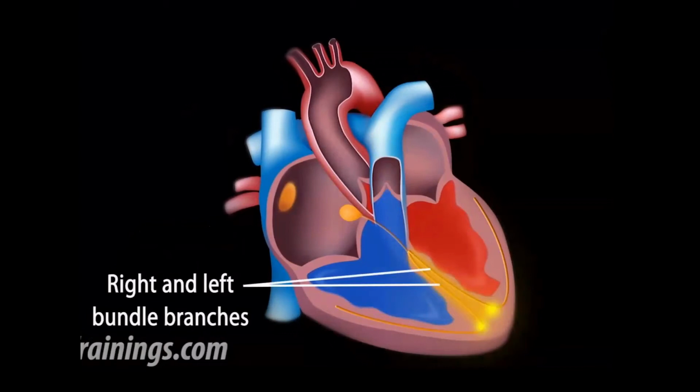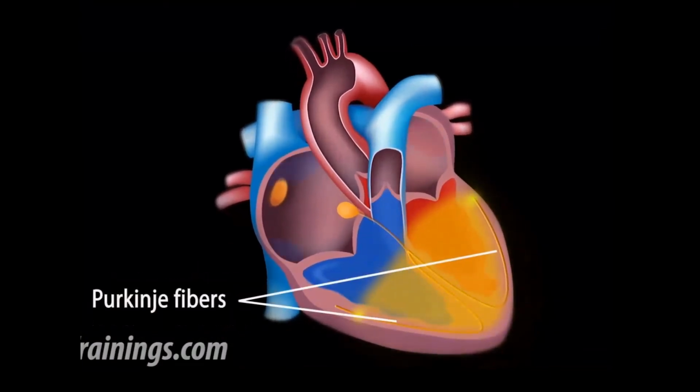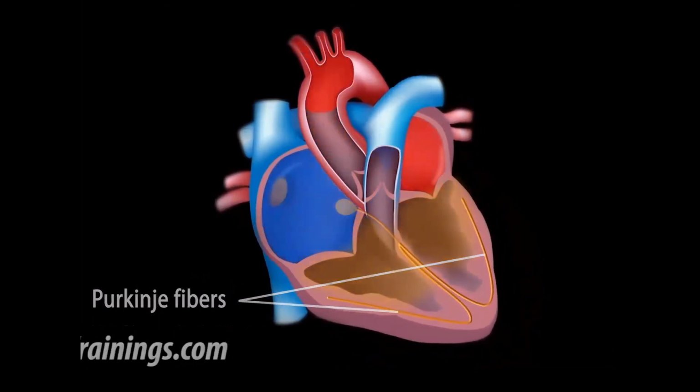to the left and right bundle branches, of which the left bundle branch has 2 fascicles because the left ventricle is larger than the right ventricle. These bundle branches terminate into the Purkinje fibers, which depolarize the ventricular cells and cause the ventricular muscles to contract.